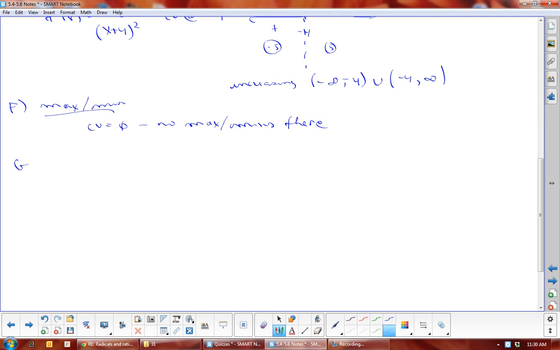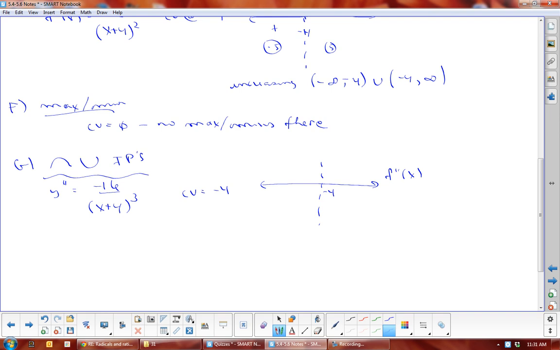Okay, G, we're looking for concave down or concave up, and IPs. So y double prime is -16 over x plus 4 cubed. Our critical value is where? -4. Okay, so f double prime x, -4. So if I put in -5, I will be getting a negative over a negative, which is a positive, which is a happy face.